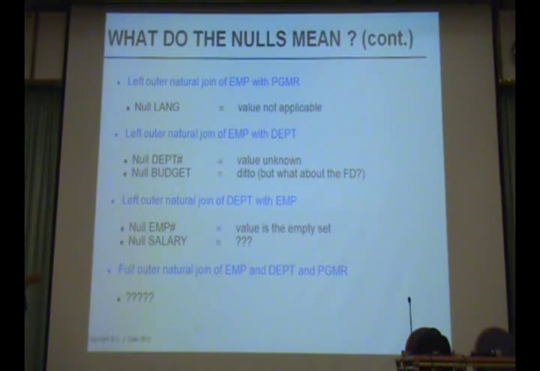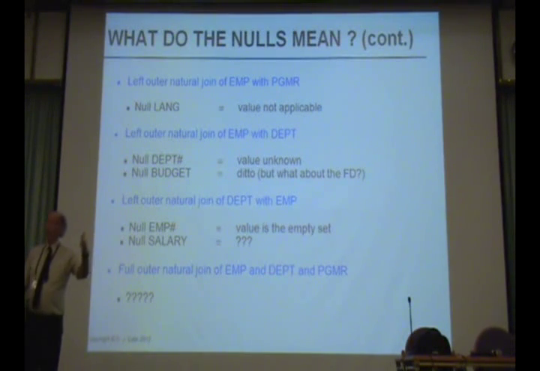A left outer join of employee and programmer. I didn't mention this before, but I'm sure you know. A left outer join preserves rows from the left table with no match on the right. A right outer join preserves rows from the right table with no match on the left. And a full outer join does both.